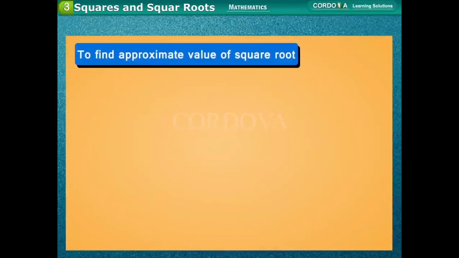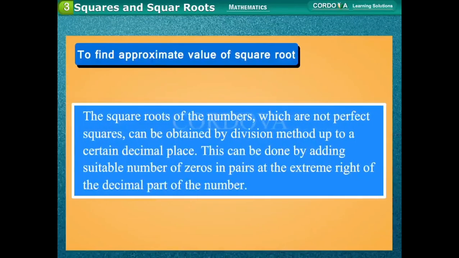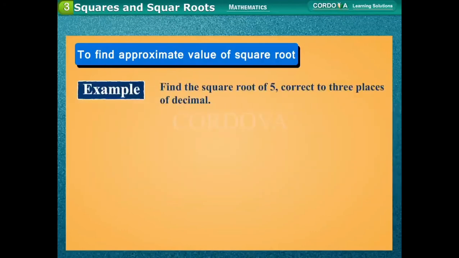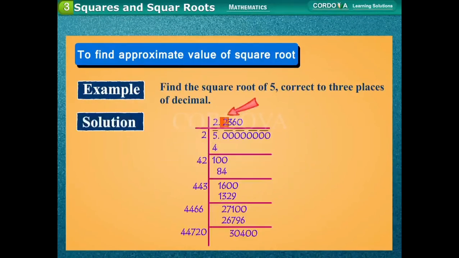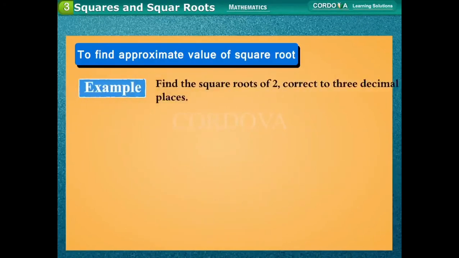To find the approximate value of square root, the square root of the numbers which are not perfect squares can be obtained by division method up to a certain decimal place. This can be done by adding a suitable number of zeros in pairs at the extreme right of the decimal part of the number. Example 4. Find the square root of 5 correct to 3 places of decimal. Solution. Therefore, square root of 5 is equal to 2.236.